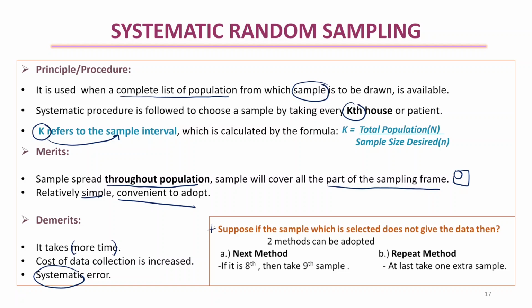One point to note is, suppose the sample which is selected does not give the data, for example, there are households and one household which is selected is locked. So two methods can be adopted. One is the next method and the second is the repeat method. In the next method, if it is the eighth household which is locked, then I will take the ninth one. And in the repeat method, at last I will take one extra sample.